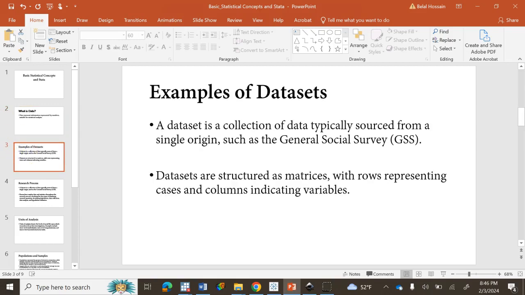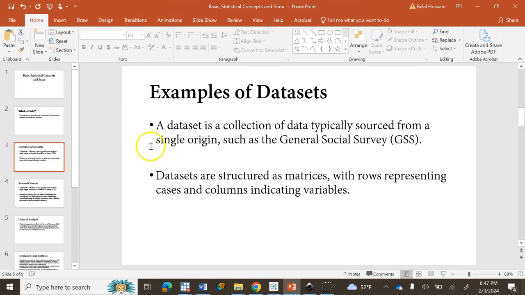Okay, so now examples of data sets. What is a data set? A data set is a collection of data. It could be sourced from a single origin, for example, the General Social Survey, which is a widely popular national level survey in the United States. Many social scientists use this data set in their research. But there could be many forms of data set. Basically, data sets are structured as matrices with rows representing cases and columns indicating variables.